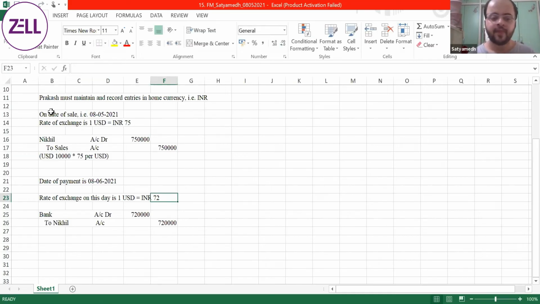You see what has happened? Because there was a change in the exchange rate after 1 month, I was supposed to collect 7,50,000 in Indian rupees from Nikhil, I mean Prakash. But on the date of collection, because there was a change in exchange rate, the amount that he actually ended up collecting was not 7,50,000 rupees. It was only 7,20,000. This right here is what I mean by foreign exchange risk.